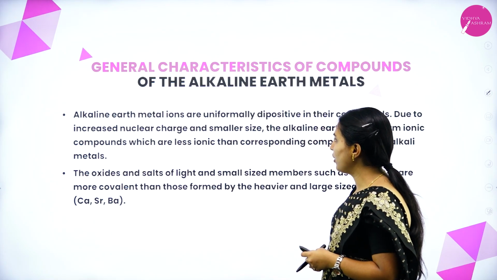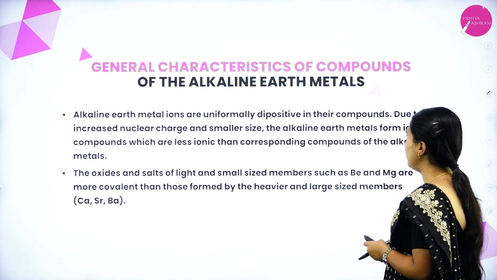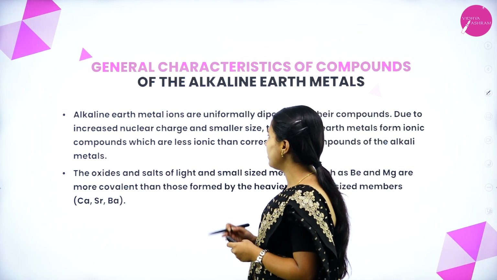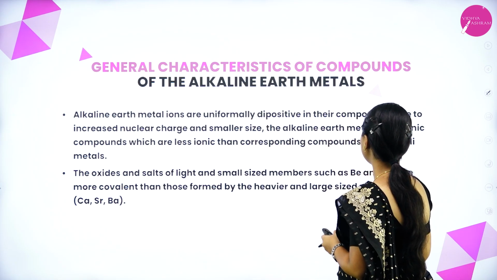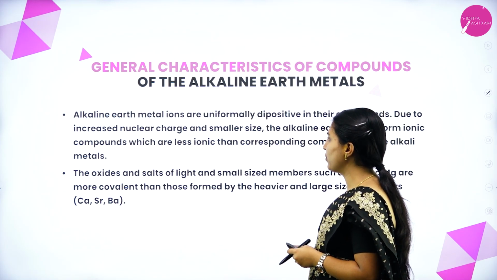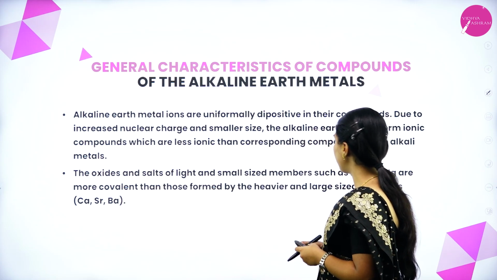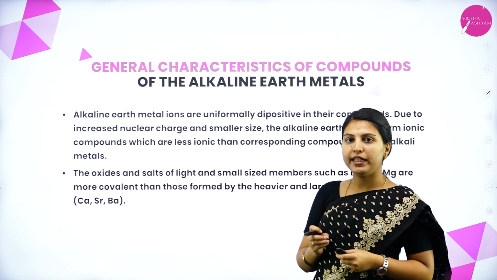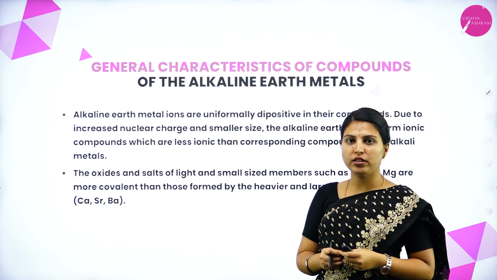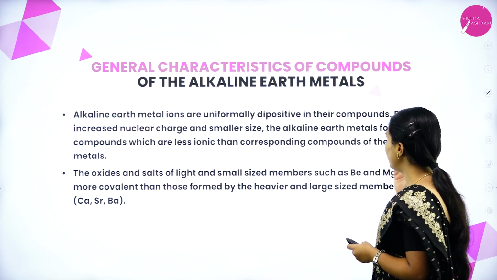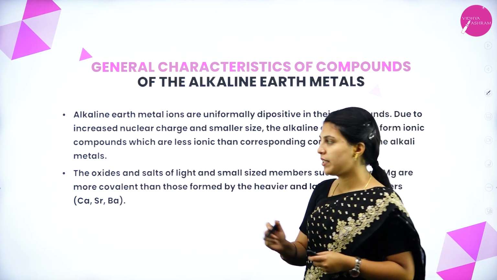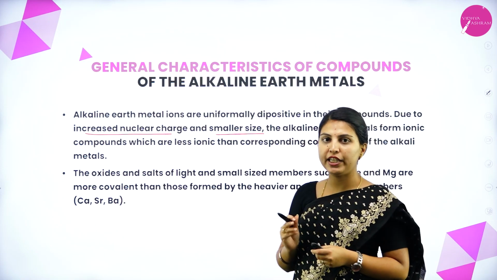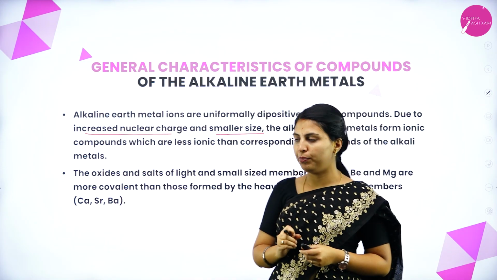Alkaline earth metal ions are uniformly dipositive in their compounds. Due to increased nuclear charge and smaller size, the alkaline earth metals form ionic compounds which are less ionic than the corresponding compounds of the alkali metals. We know that it is having dipositive ions, that is M2+. Due to increased nuclear charge and smaller size, it will form ionic compounds.